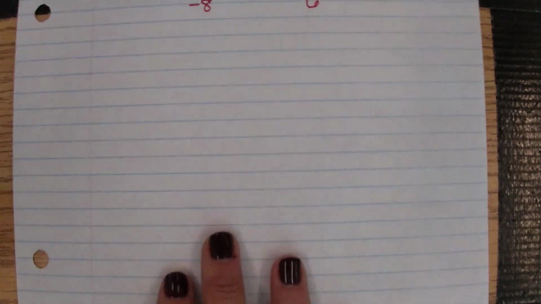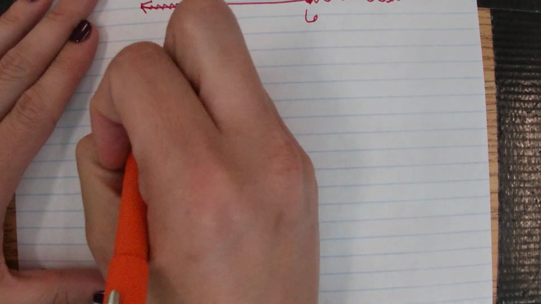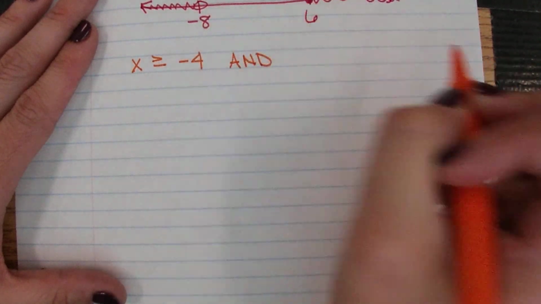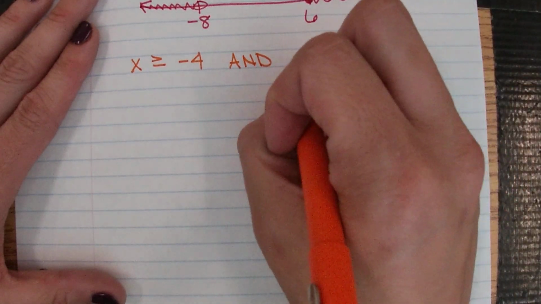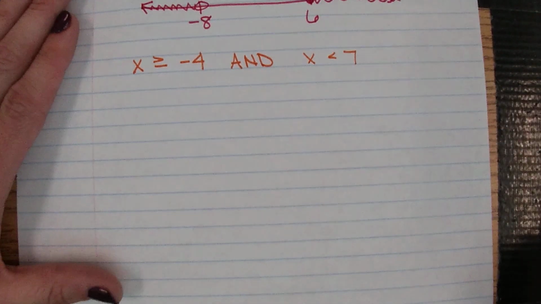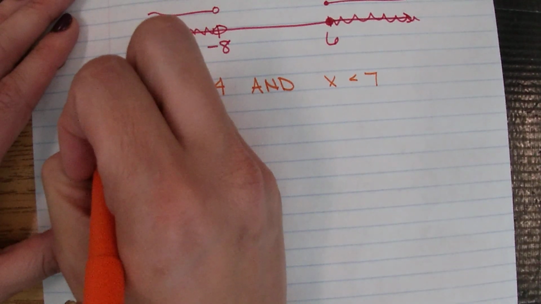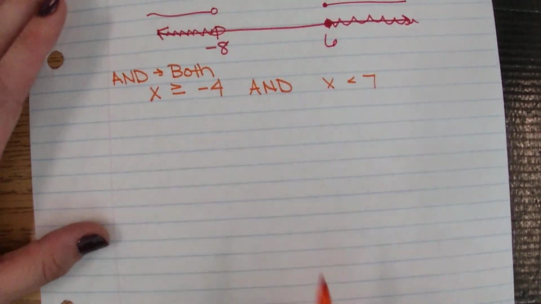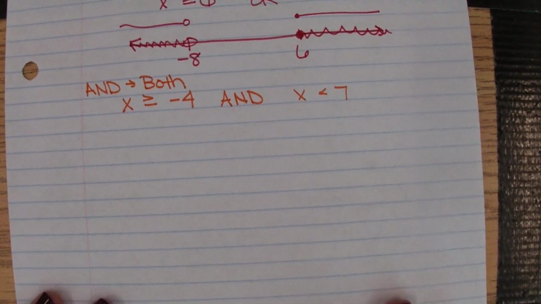Now, we can also talk about compound inequalities that are attached with the word and. And is where things get a little bit more tricky. So maybe we have x is greater than or equal to -4 and x is less than 7. The key to understand is that and means we are getting both, right? You're getting a shirt and a pair of pants. You're getting both of them at the same time.